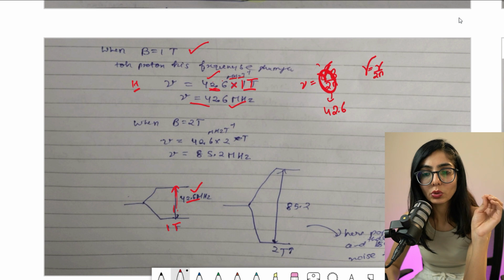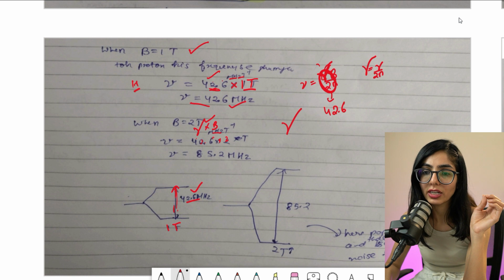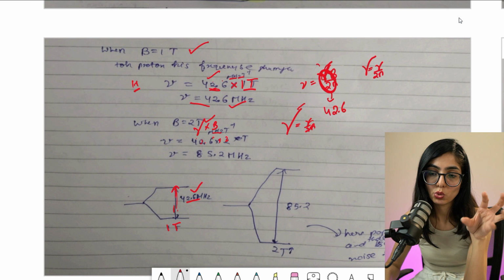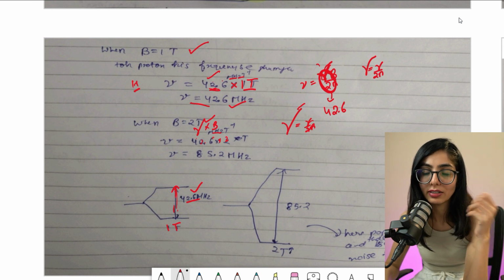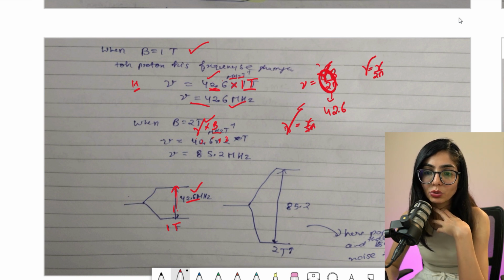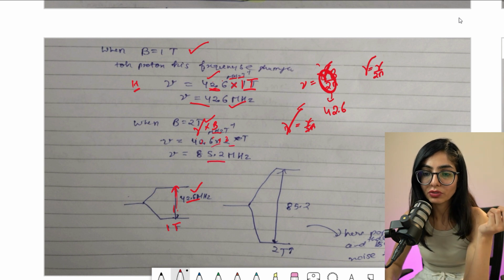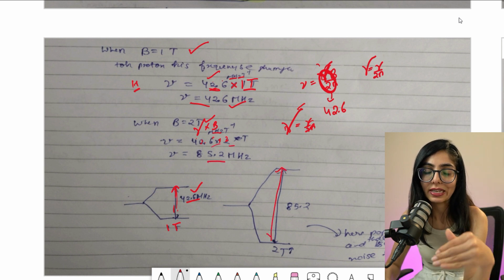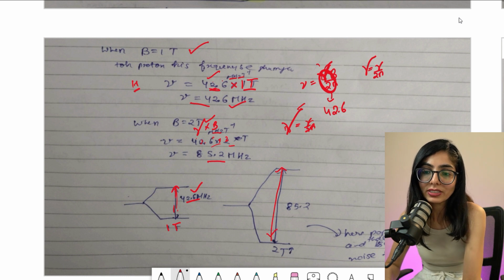So suppose there is 2 Tesla, what will happen? 42.6 megahertz into 2, because the formula is this into B. Whenever I write this, always consider, with the long tail, that it is automatically divided by 2 pi. That was my motive earlier, to write this tail so long. So this nu is equal to 42.6 into 2, that would be 85.2. Now the difference will be more. So the difference can be increased by increasing the magnetic strength.